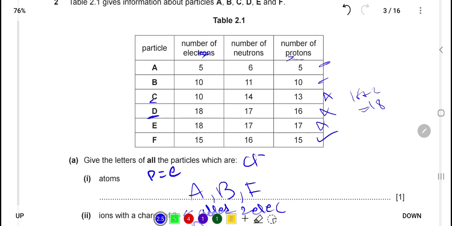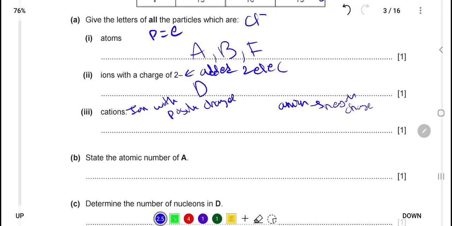It is C. Why? Because first thing it was 13, right? And we know, for example, if it was Na plus, it means that it lost 1 electron. That shows here that for C it lost 3 electrons, and that shows why it's a plus sign, so it must be C.